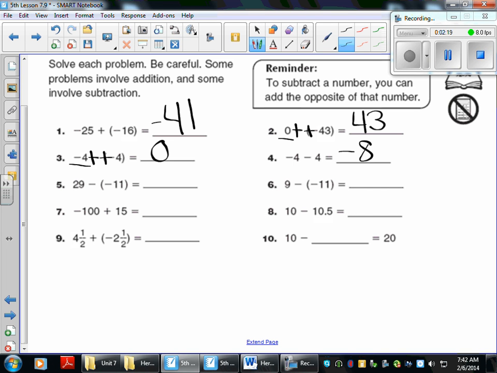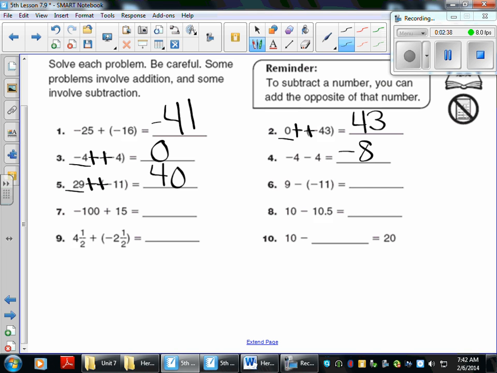29 minus negative 11. Leave, add, change. We're subtracting a negative number. 29. Turn this negative sign into a positive sign. Negative 11 turns into a positive 11. 29 plus 11 will give me an answer of 40.